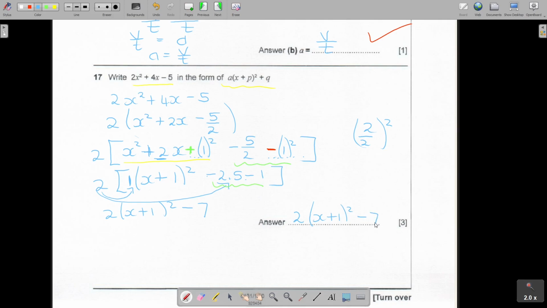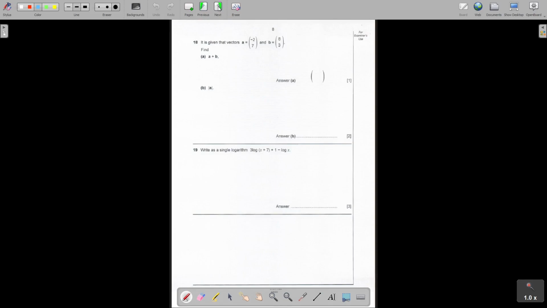That's what they want. Just for interest, what would the turning point have been? The turning point would have been negative 1, negative 7. And it would have been a graph like that, with a minimum point. They didn't ask that. I was just saying that maybe for a next question paper. Okay, let's just go to the next page.